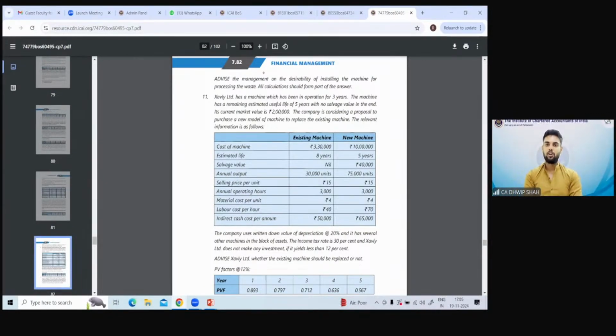Are you following? What is incremental? Incremental is nothing but the additional benefit that replacement of the machine brings to the company. Are you getting this? So incremental NPV is nothing but differential NPV, or the additional NPV that replacement of the machine would bring to the company's table. Any doubt? Let's solve this question. You will get better clarity on replacement type questions.